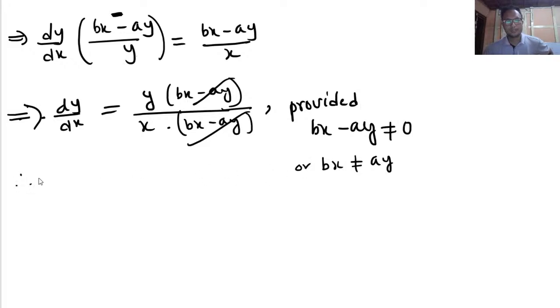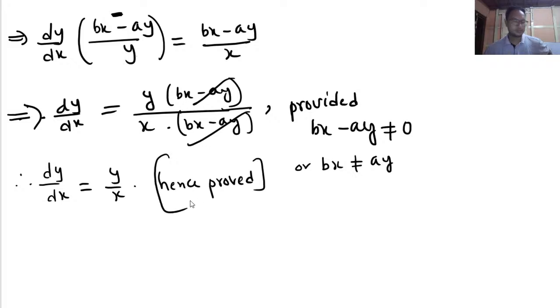So what is the value now? dy by dx is now equal to how much? y by x, and hence proved. So this is how we prove it.